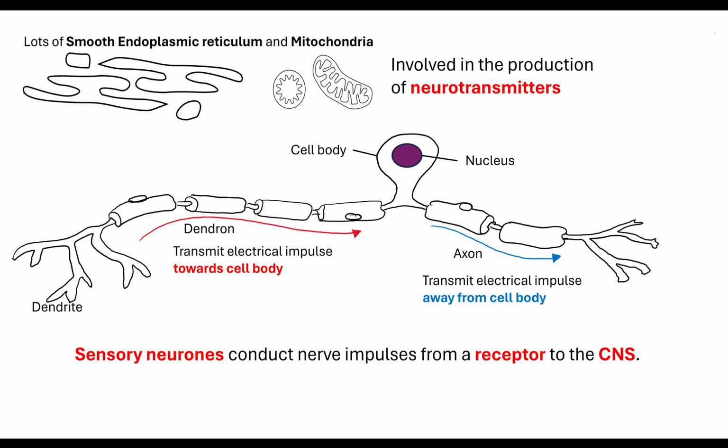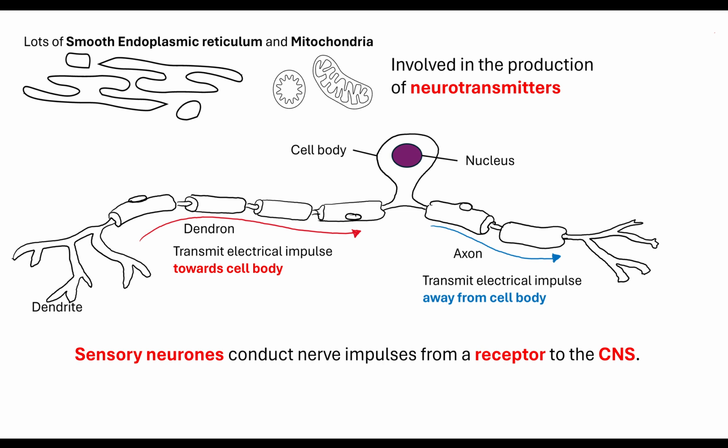So when we're looking at the sensory neuron, we tend to find that our cell body is located in the middle. There is a long dendron and then a short axon, which leads to either a relay neuron, a motor neuron, or directly to the brain, depending on where that sensory neuron is coming from. But the key thing for us to note is this sensory neuron is going to conduct this impulse from a receptor to the central nervous system.